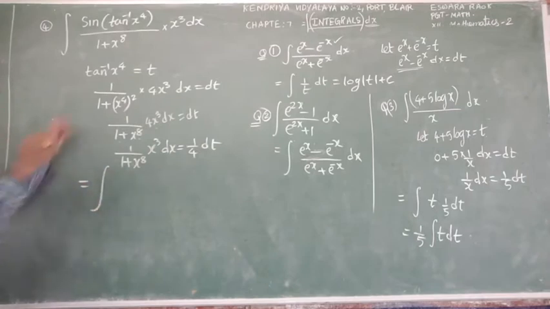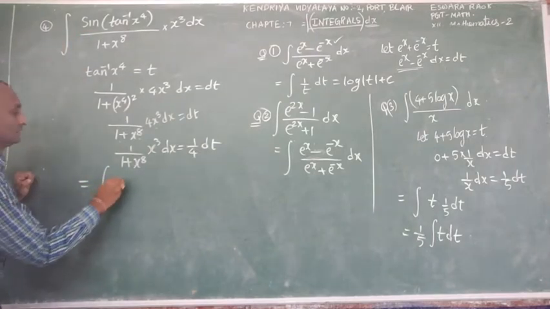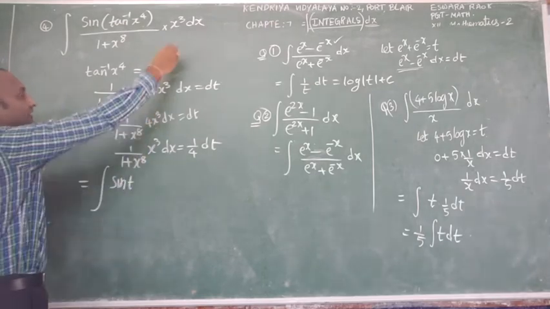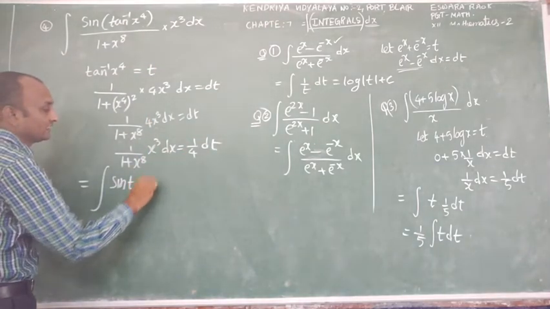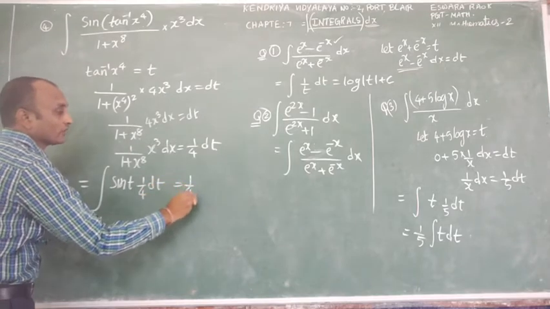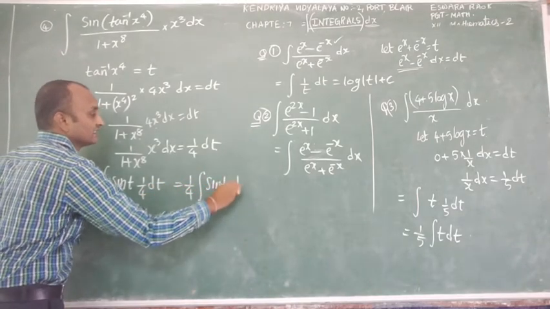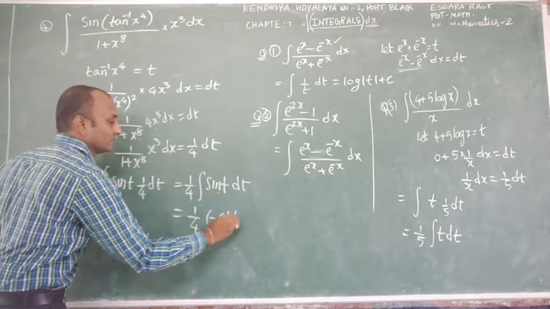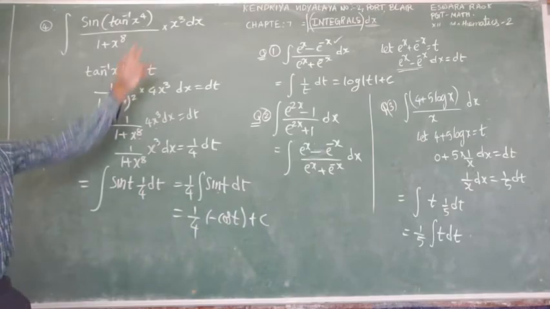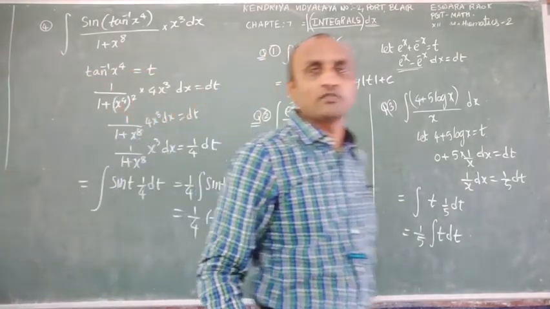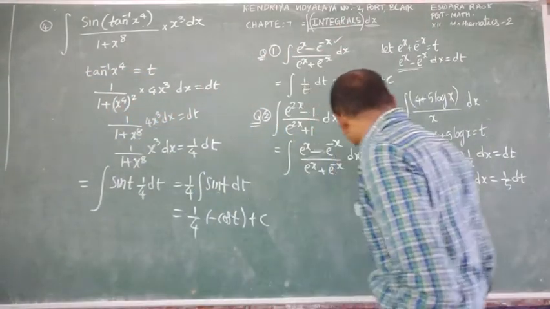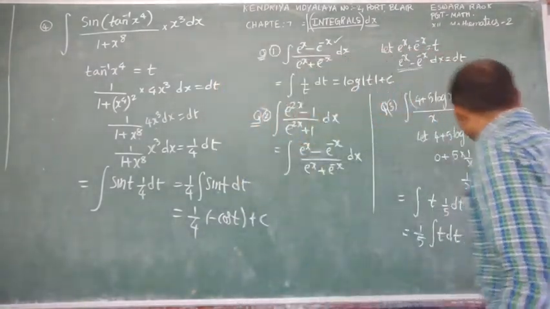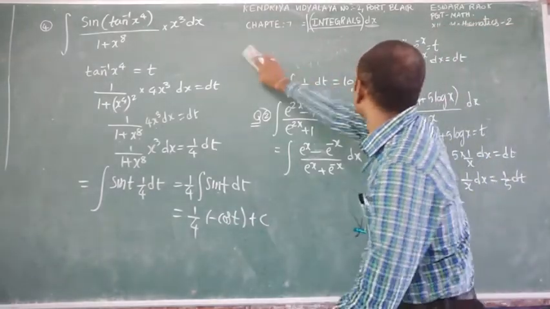So the integration changes as sine of tan inverse x power 4, which is nothing but t, and then this is 1 by 4 dt. Then I can take 1 by 4 outside: integration sin t dt. What is the integration of sin t? Minus cos t plus c. Substitute, what is t? Tan inverse x power 4. Sometimes it may require more simplification. I am substituting tan inverse x power 4. Then after substituting, what happens?